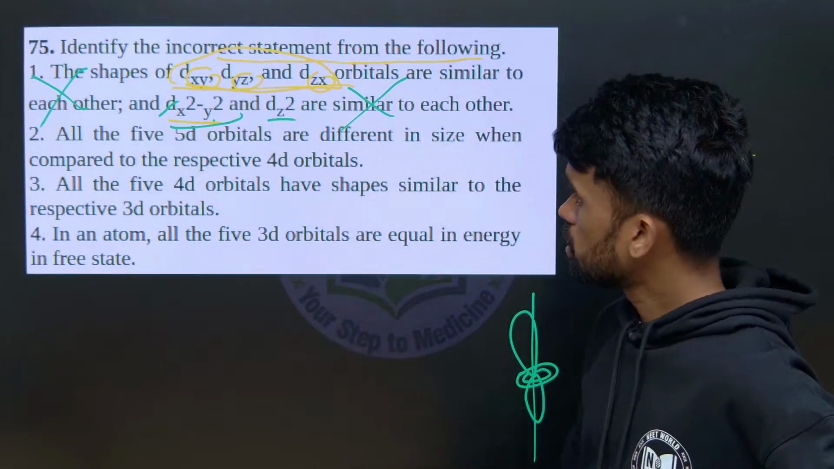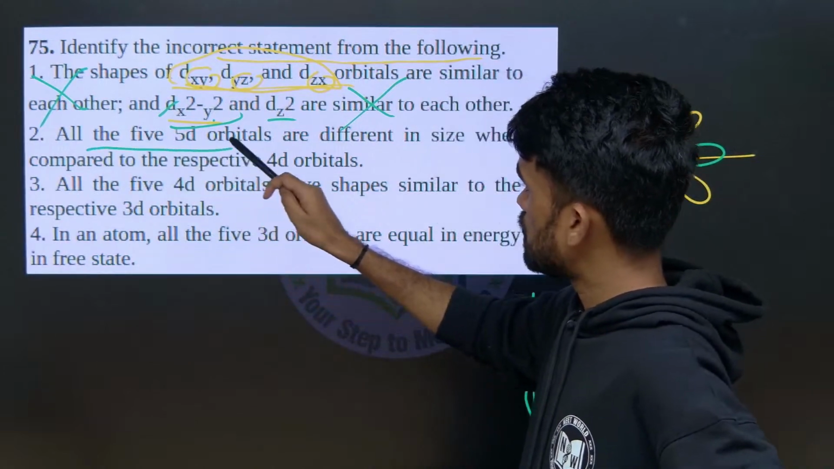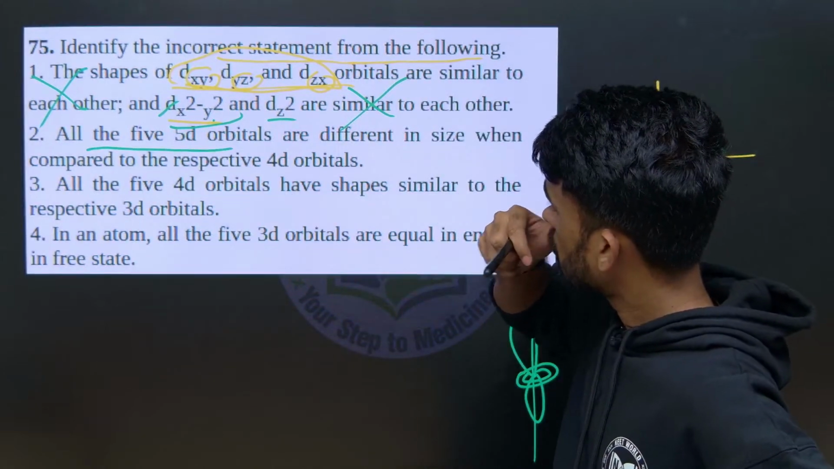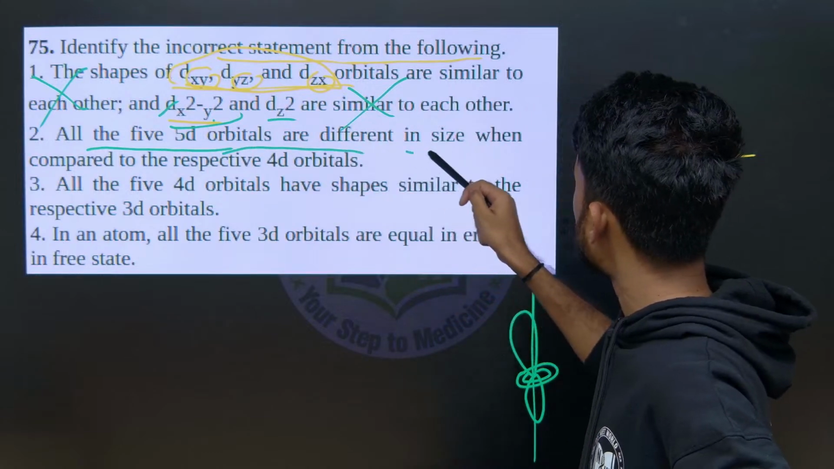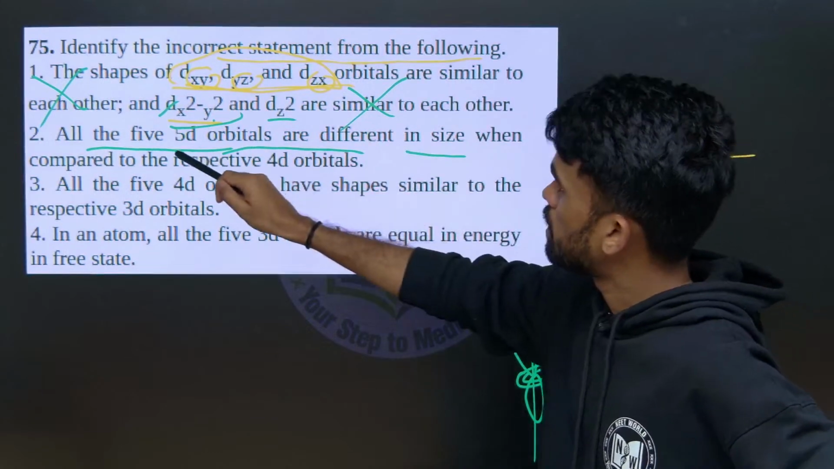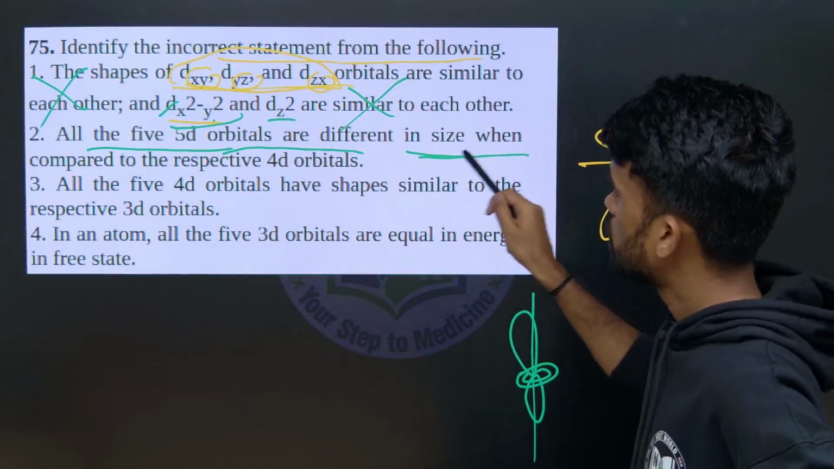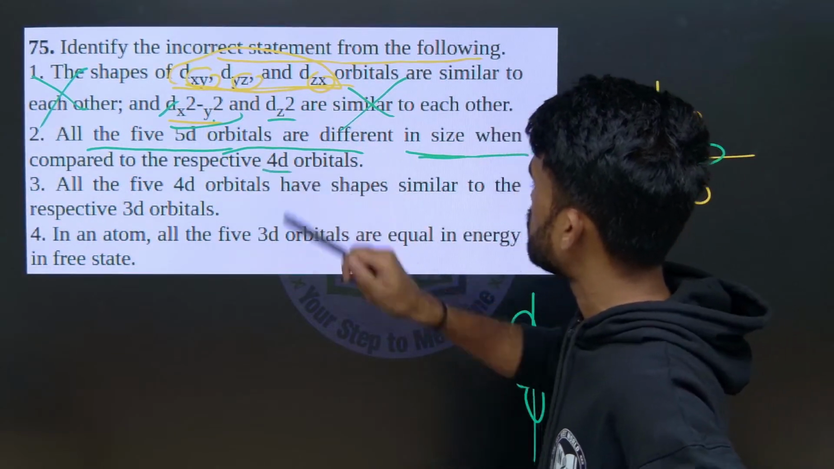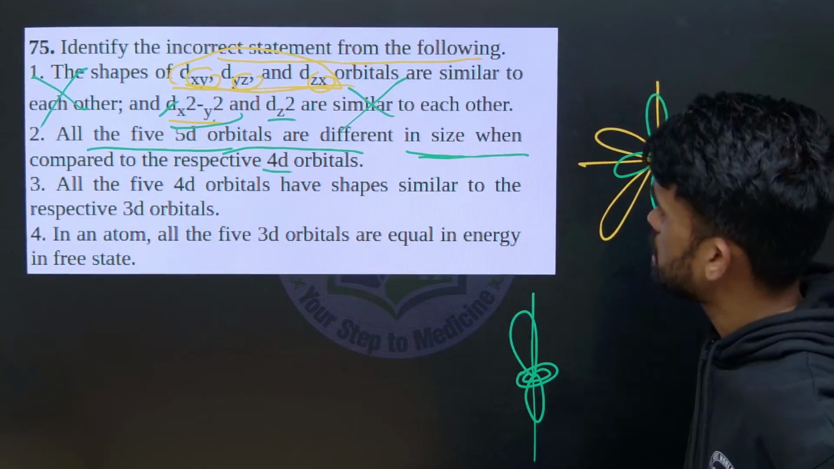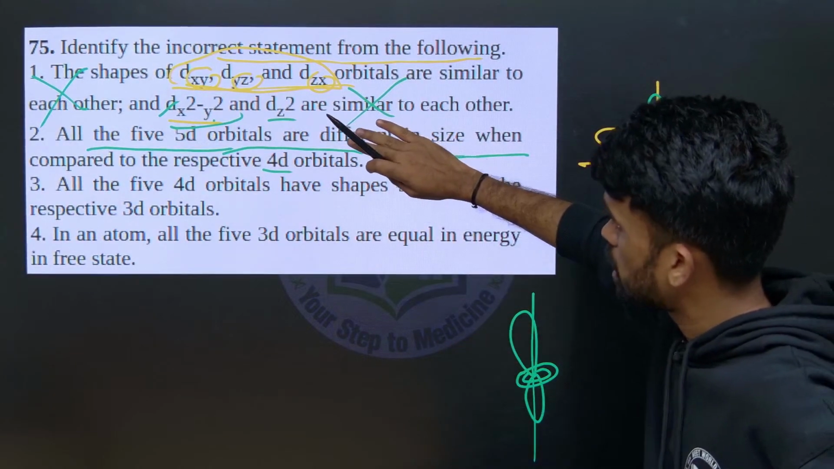Okay, next, all 5d orbitals are different in size when compared with the respective 4d orbitals. So just incorrect statements they are saying, no? Okay, let us keep this second option aside.